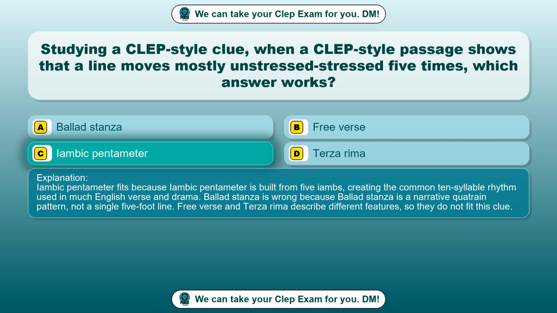Iambic pentameter fits because iambic pentameter is built from 5 iambs, creating the common 10-syllable rhythm used in much English verse and drama. Ballad stanza is wrong because ballad stanza is a narrative quatrain pattern, not a single 5-foot line. Free verse and terza rima describe different features, so they do not fit this clue.